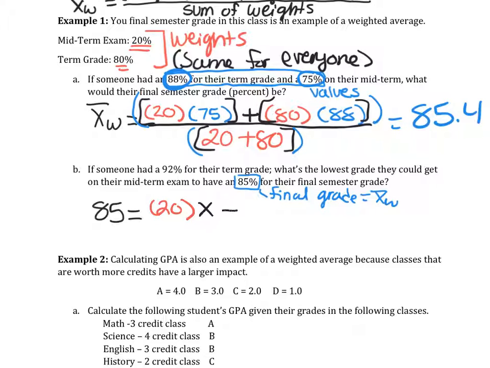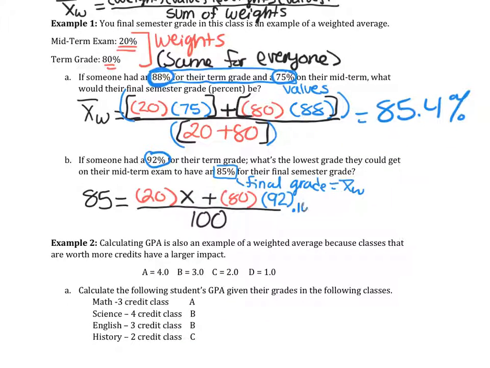That's what we're trying to figure out. And then we will add it to the weight for the term grade, which is 80%, times the grade they have for the term, which is a 92%, divided by the sum of the weights, which again, 80 plus 20 is 100. Okay, so now it's a solve for X problem. So what do I do first if I want to solve for X?